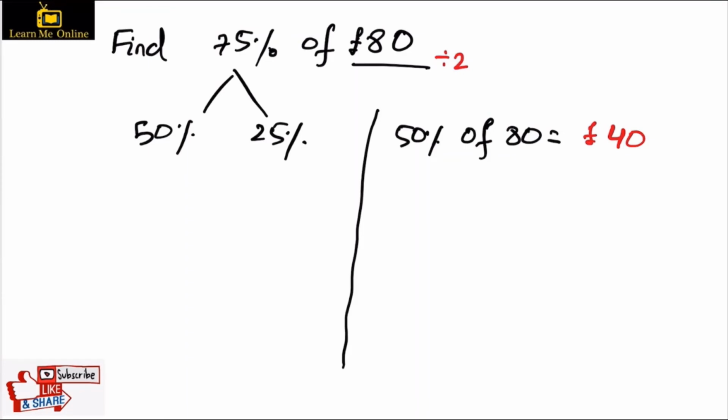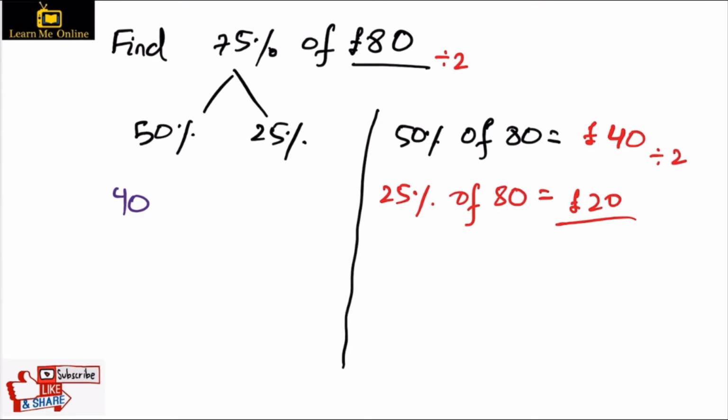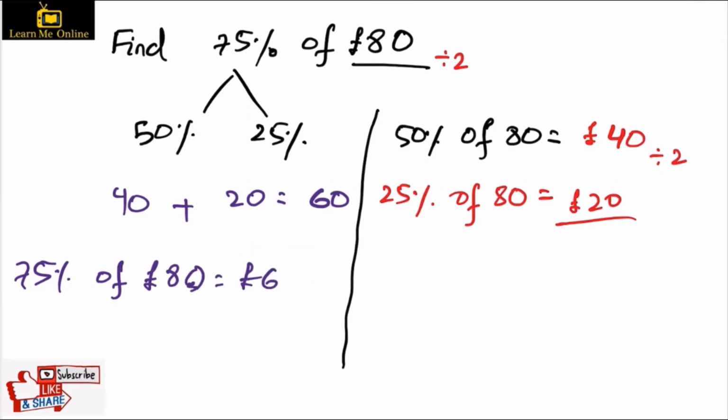Then we're going to see how much is 25%. So we know that when we do the further half of 50, that would be 25. So 25% of 80 would be when you divide this 40 by 2 again, and that would be 20. So we know now how much is the 50%, which is 40. We know now how much is the 25%, which is 20. We add them together and that would be 60. So we can write down the final answer here that 75% of 80 pounds would be 60 pounds.